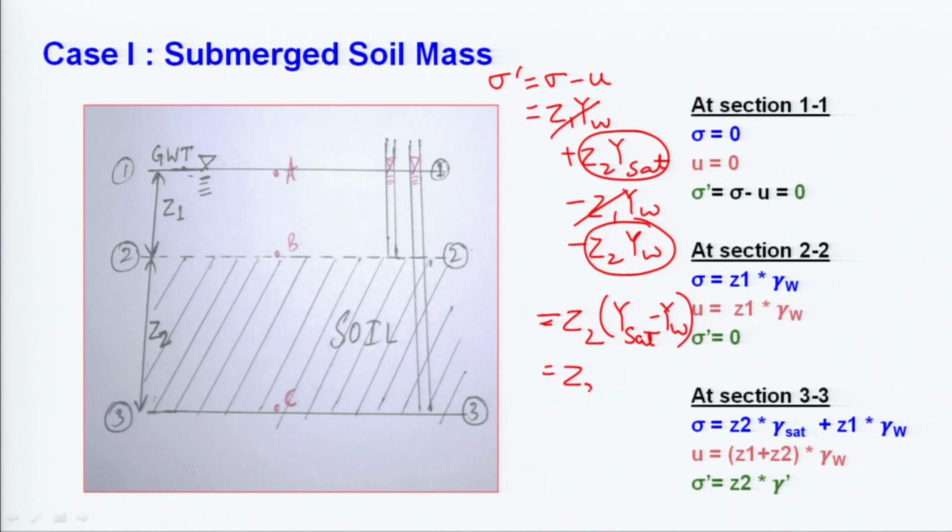So, it will be Z2 into, you already know when we subtract the gamma W value from gamma saturated, we get the gamma submerged value, and you already know that the soil is submerged at this section. So, the effective stress would have been due to the submerged weight of the soil mass. So, this clearly shows this thing which I have said here.